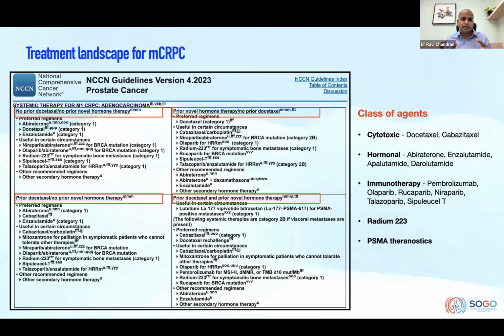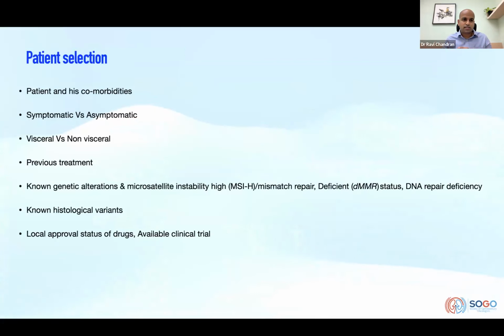So with so many medicines, with so many options in our armamentarium, it is crucial how we make a patient selection. The first thing to look at is the patient and his comorbidities. What is his performance status, whether he's symptomatic or asymptomatic. If symptomatic, whether it is mild or if he's severely symptomatic. We also look at whether there is a visceral or non-visceral metastasis. By and large, in CRPC, the prevalence of visceral metastasis is low. It's predominantly bony and nodal metastasis. However, we need to make a differentiation on that.